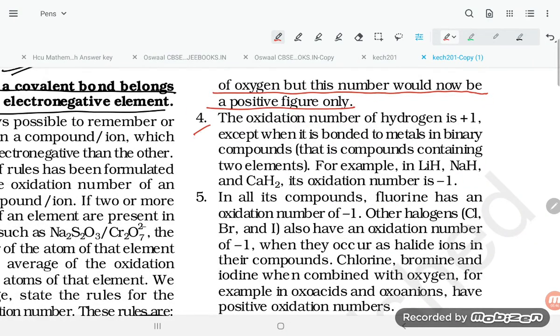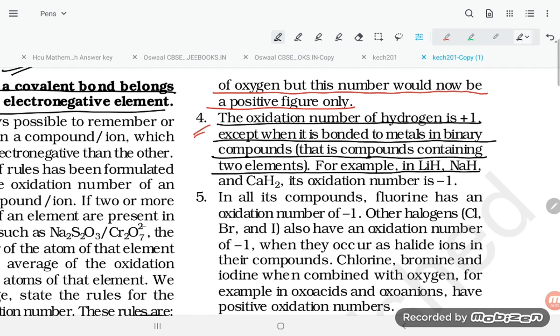Now the fourth rule, you see the fourth rule. What is the fourth rule? The oxidation number of hydrogen is +1 except when it is bonded with metals in binary compounds, that is, in compounds containing two elements, for example LiH, NaH, CaH2, where its oxidation number is -1.